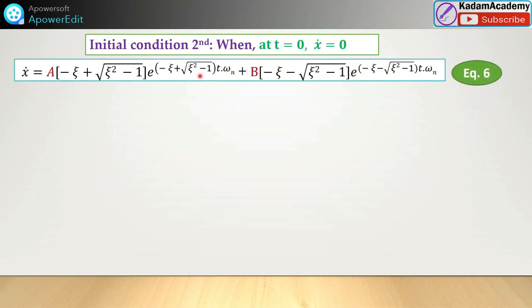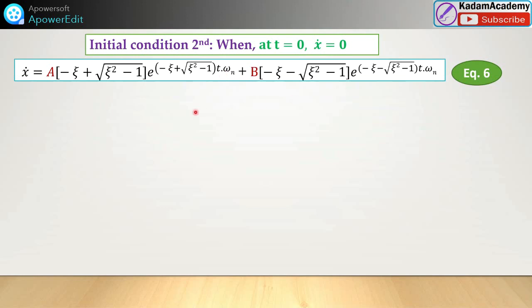The differentiated term will come in multiplication, and the same exponential term will be there. Similarly, in the other term, minus zeta minus the square root of zeta squared minus 1. This is the rule of differentiation for e raised to this x. The constant will be written here, and the same term will remain.